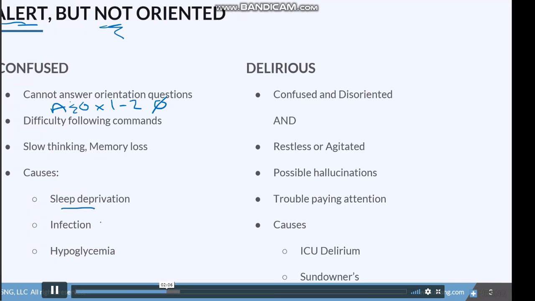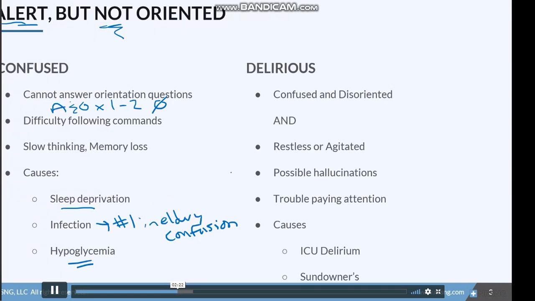Now, this can be caused by sleep deprivation, which actually happens a lot when patients are in the hospital. It can even be caused by infection. In fact, the number 1 sign in the elderly of infection is confusion. And then remember from the cerebral metabolism lesson that hypoglycemia can also cause some confusion.